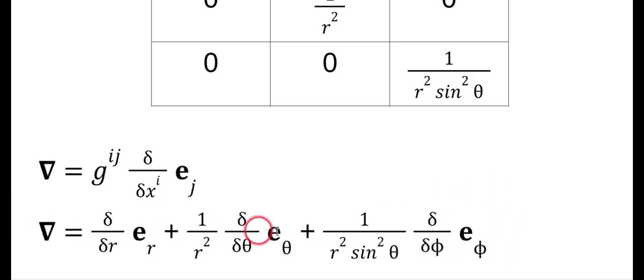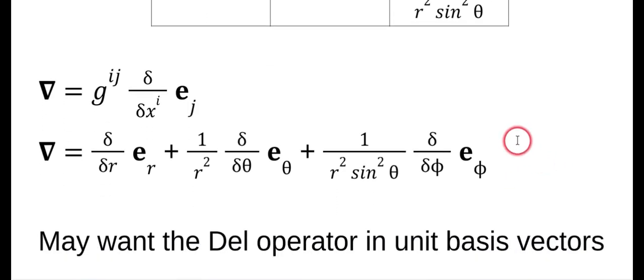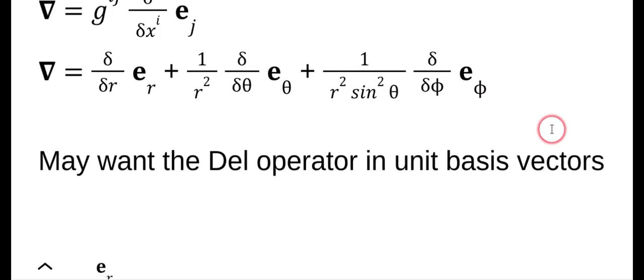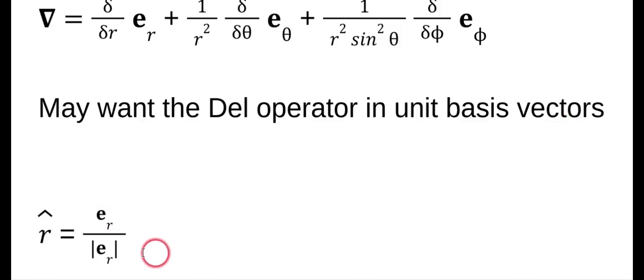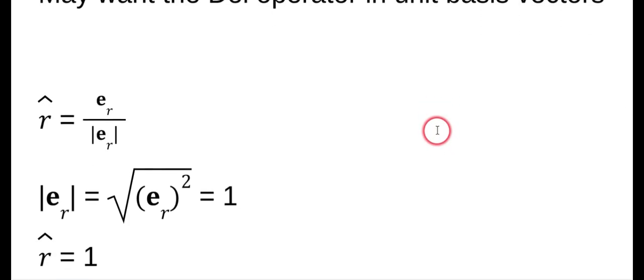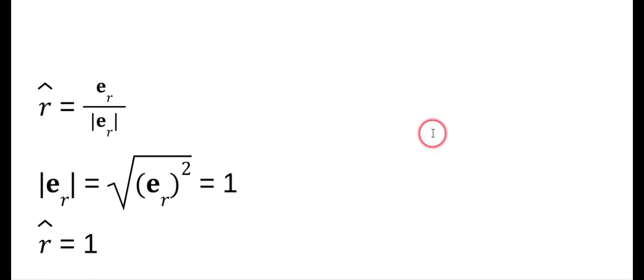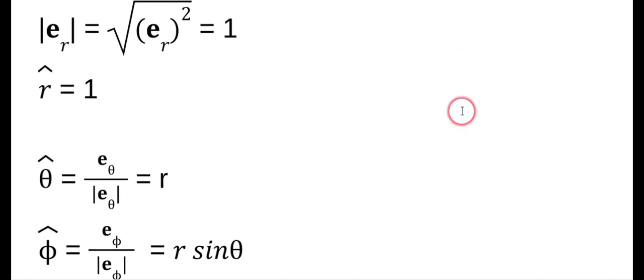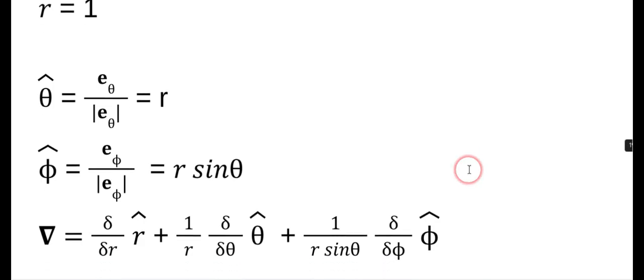All right, so this is the del operator in spherical coordinates, but you say, well, that's not how I remember it. You're right. Most textbooks want the del operator with unit basis vectors. I don't know why, but they do. Okay, so how do you find a unit basis vector? Well, you divide the basis vector by its magnitude. All right, so that's easy. We go through and do that. It turns out that R hat is the same as ER. It's 1. And for theta hat we get R, and for phi hat we get R sine theta. So we put that back in, and this is probably the equation you see in your textbooks, okay?